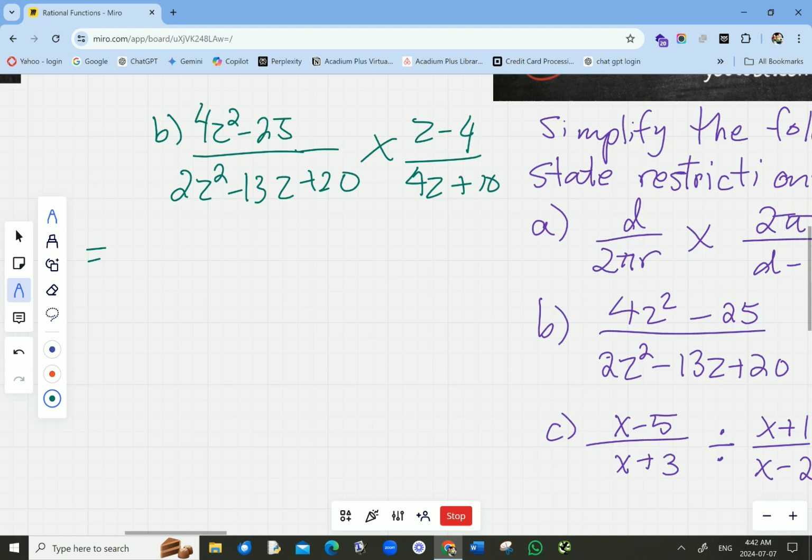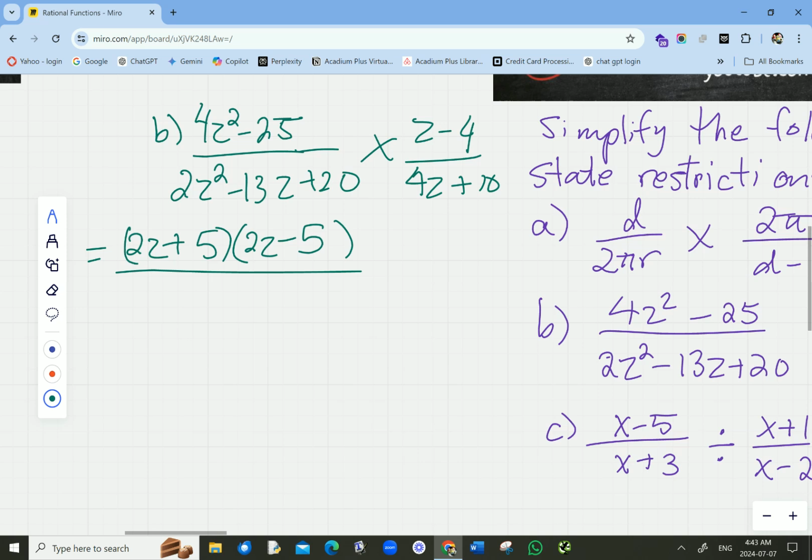So let's start with the first rational function. So 4z squared minus 25. So if you notice, that's actually a difference of squares. 4z squared is a square and 25 is a square, so we can factor that. So remember how to factor a difference of squares. All right. Now let's look at the denominator, 2z squared minus 13z plus 20.